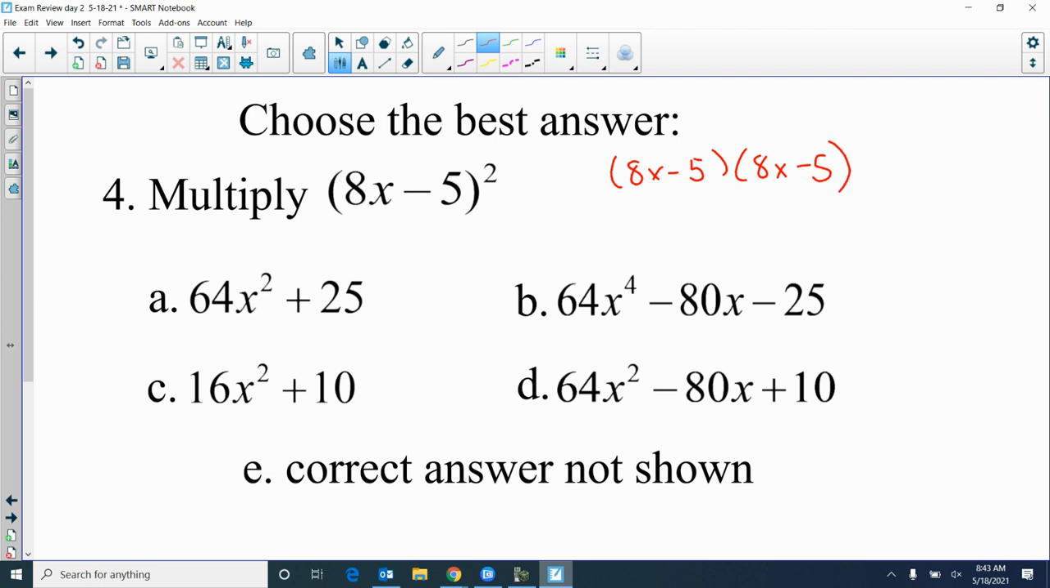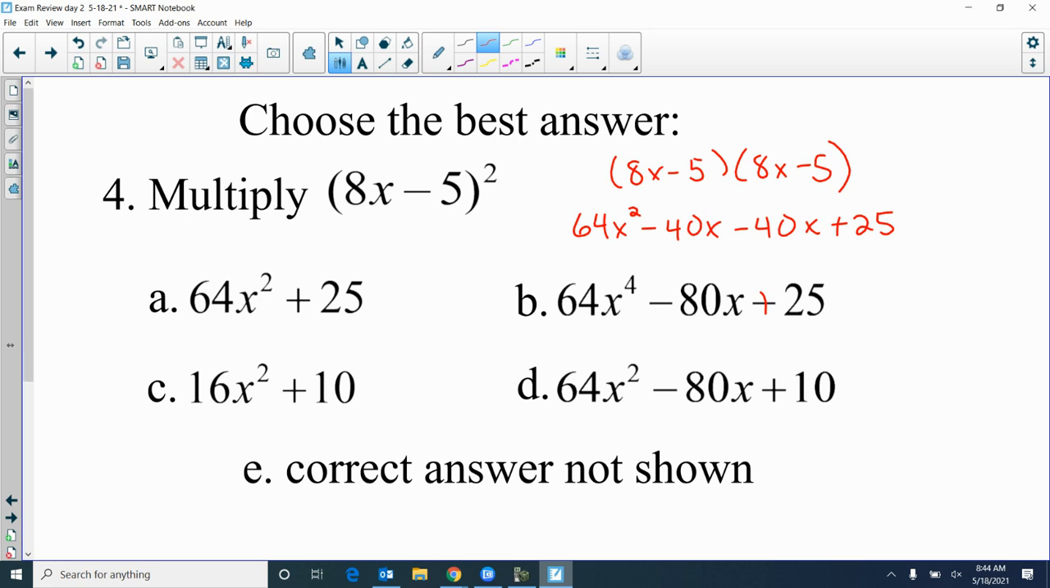Alright, you do have to FOIL here, quantity squared. The biggest mistake is you'll put A. B is an option, but like you said, that is a negative 25. 8x times 8x is 64x squared, 8x times negative 5 is minus 40x. Negative 5 times 8x is minus 40x. And negative 5 times negative 5 is positive 25. When you combine those together, it'll give you a plus 25 on the end. So the answer would be E.